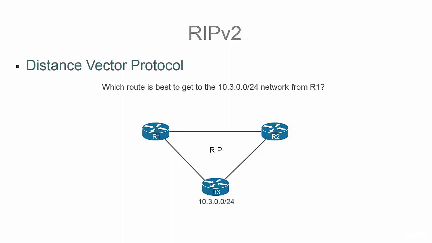If we take a look at this example, which route is best to get to the 10.3.0.0 network from R1? Since we just care about hop count with RIP, we're going to see how many routed hops we have for each path. If we look at the path through R2, we see that we have 2 hops. Our next option is to take the path directly from R1 to R3, which would obviously be 1 hop. Since the lowest hop count wins for the RIP metric, then the path directly to R3 would be considered to be the preferred route.